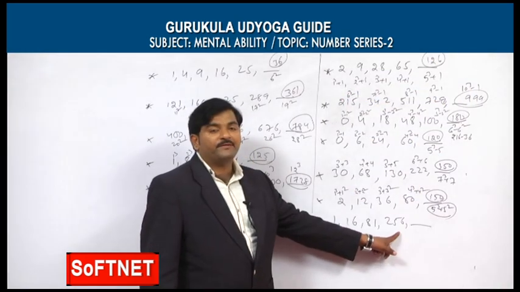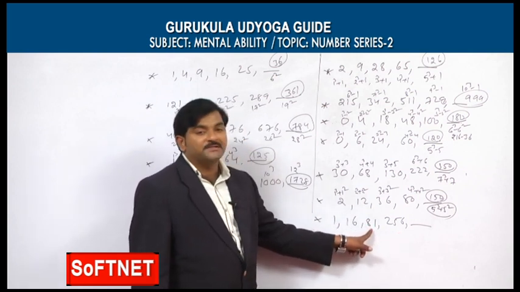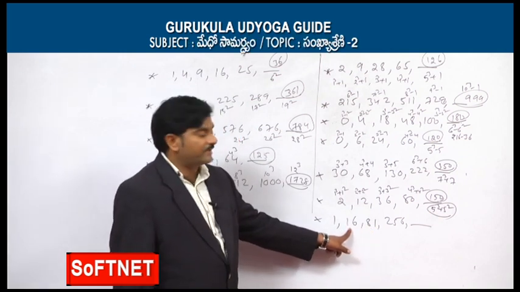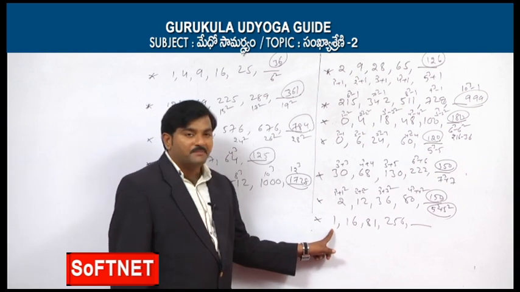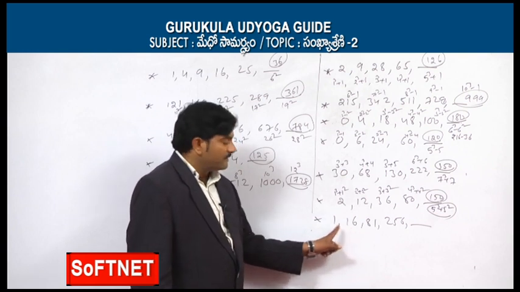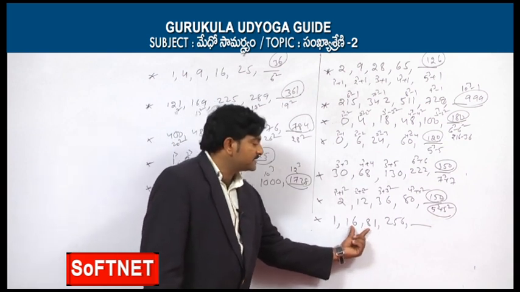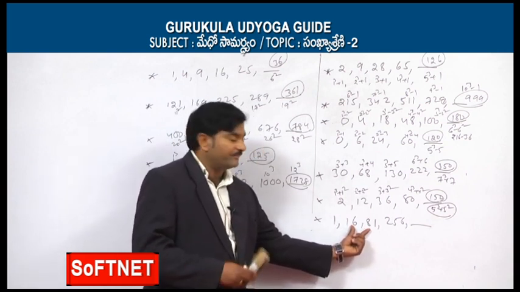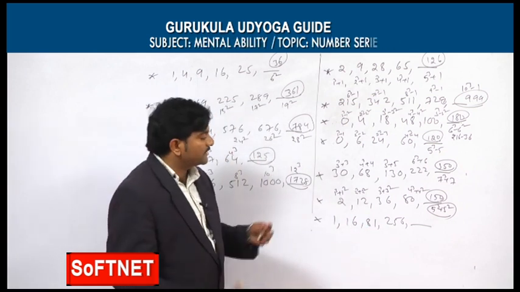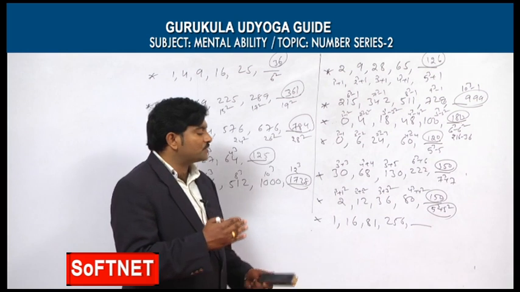What is it? 256 means we can write 16 square. Okay. 81 means we can write 9 square. 16 means we can write 4 square. 1 means we can write 1 square. But is there any link between these numbers? Here observe the gap. 1, 16, 1 square, 4 square. How much is the gap here? 15 numbers. Similarly 16, 81. So if you observe again these two and these two, this pair and this pair, what can you say? That gap is increasing. That gap is increasing. That's why you should not think in that way.